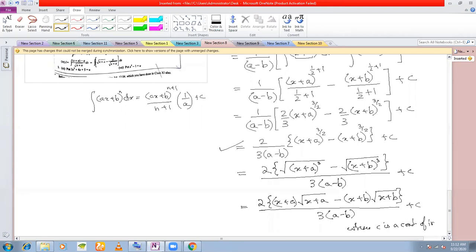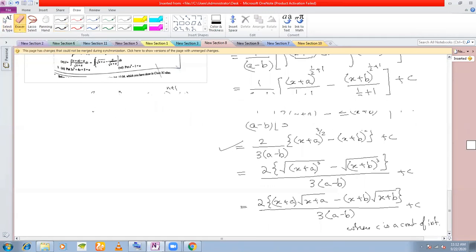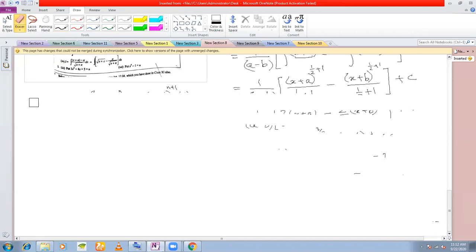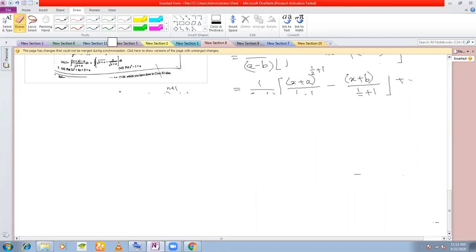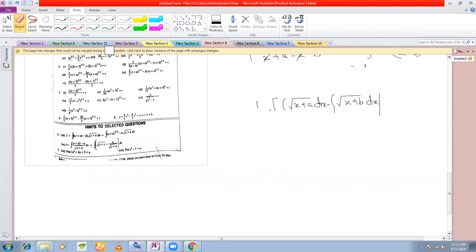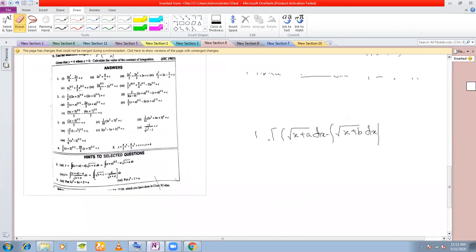Okay, so that is how you do this. This is an important problem, because the denominator was an irrational number. So you rationalize the denominator and then you integrate it. Okay, so whenever you see in an algebraic expression, if the denominator is an irrational number, you rationalize the denominator and then perform the integration.